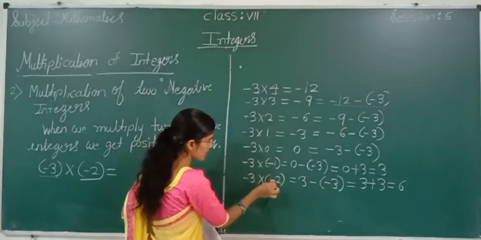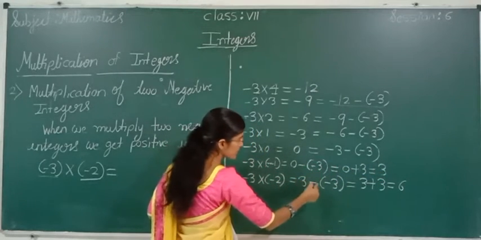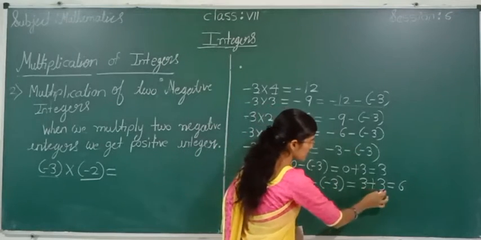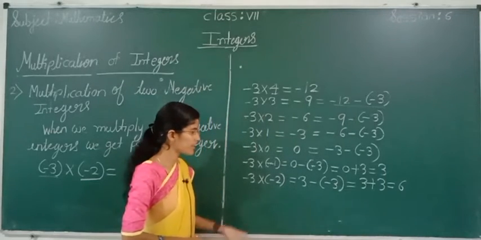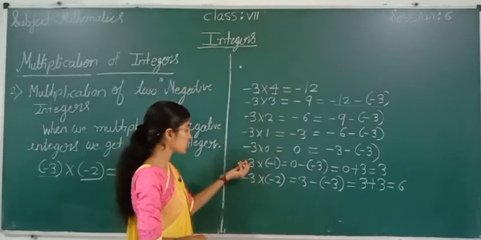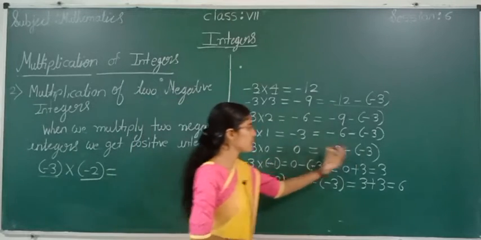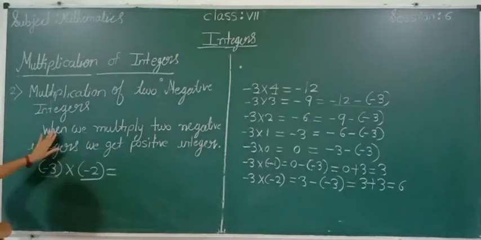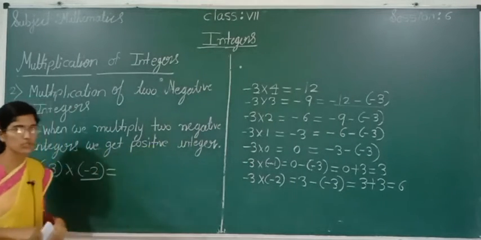Again, go on proceeding. Minus 3 into minus 2. Take the number 3, minus of minus 3. It is 3 minus minus is plus 3. 3 plus 3 is 6. We can conclude that when two negative integers are multiplied, we will get a positive integer. That only I have written here. When we multiply two negative integers, we get a positive integer.